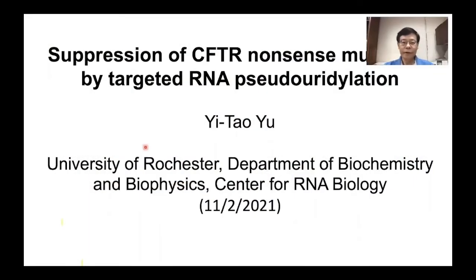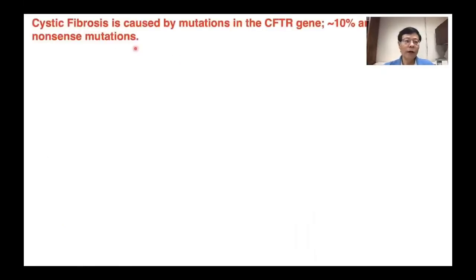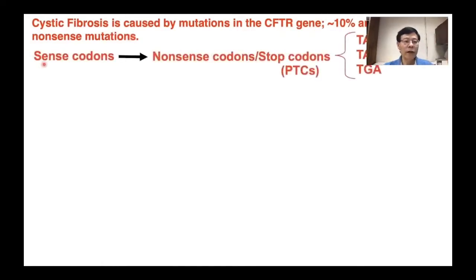Okay, I'm Yi-Tao Yu at the University of Rochester. The title of my talk today is Suppression of CFTR nonsense mutations by targeted RNA pseudouridylation. As you all know, cystic fibrosis is caused by mutations in the CFTR gene. About 10% of these mutations are nonsense mutations. Nonsense mutations convert sense codons into nonsense codons, or stop codons, or premature termination codons, PTCs, which can be any of these three: TAA, TAG, or TGA.